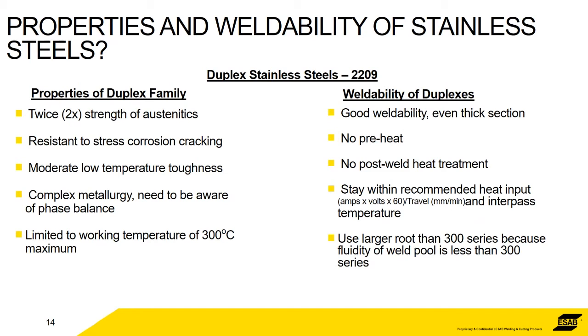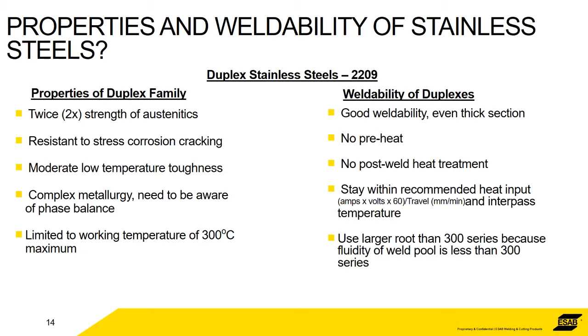The other thing, the maximum working temperature is limited to around about 300 degrees. The good thing, in terms of weldability, is that they are very weldable, even thick sections. And again, we wouldn't suggest using a preheat or a post-weld heat treatment. And the heat input and the interpass should absolutely stay within the recommendations. For some duplexes, a 2709, 2775L, for example, which is a hyper duplex, so it's very highly alloyed, the heat input needs to be below 0.8 kilojoules, for example, and the interpass temperature needs to be below 100 degrees C.